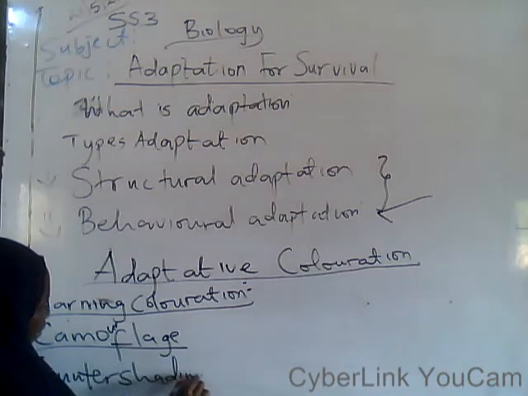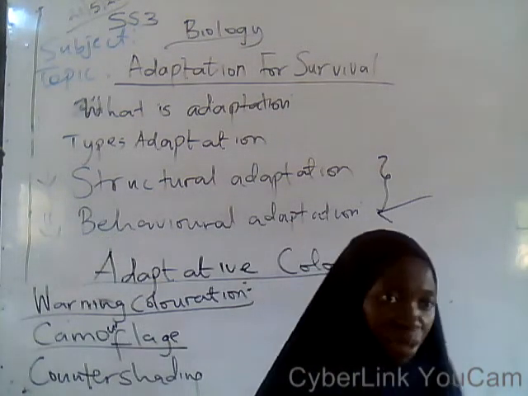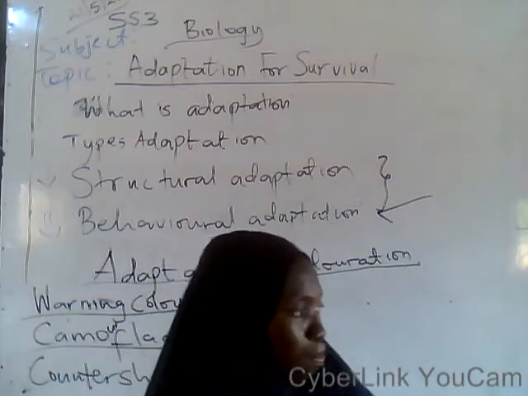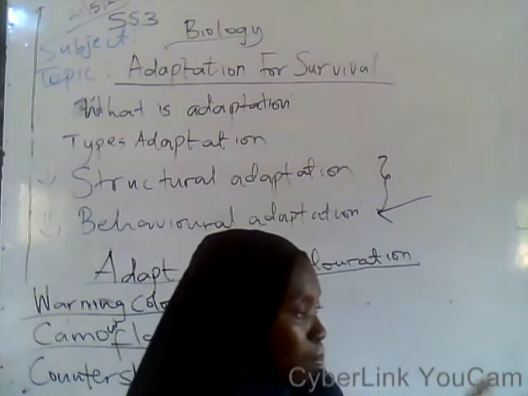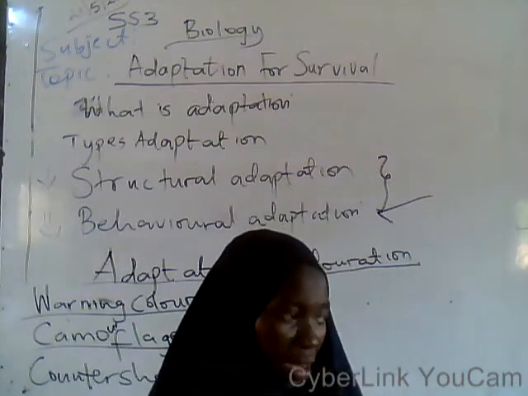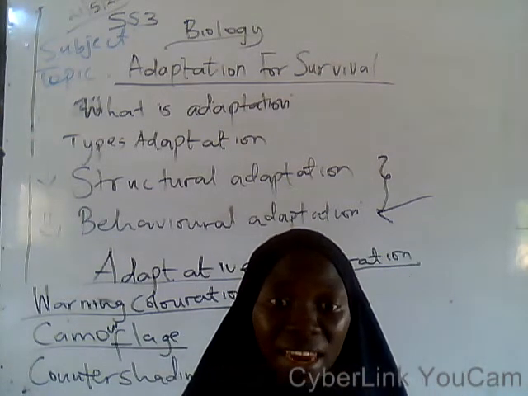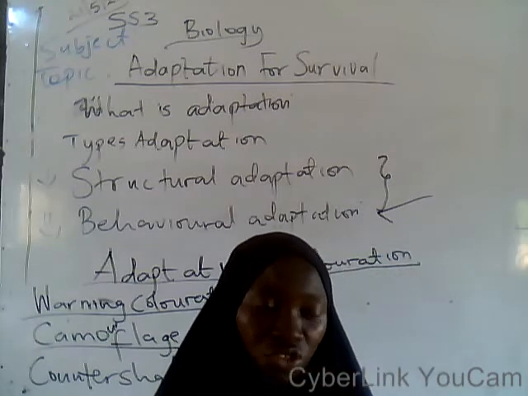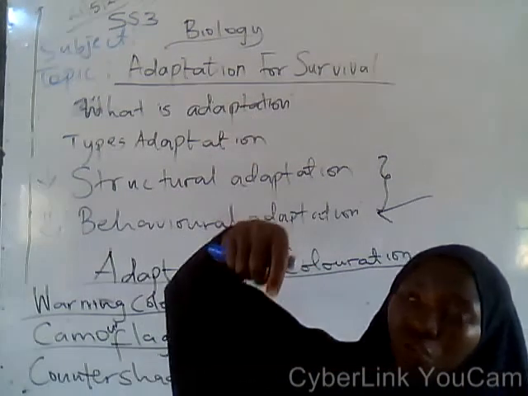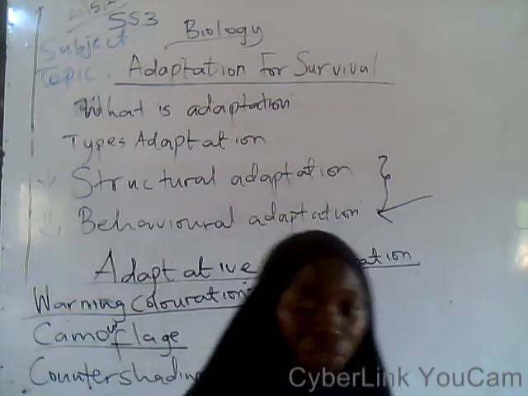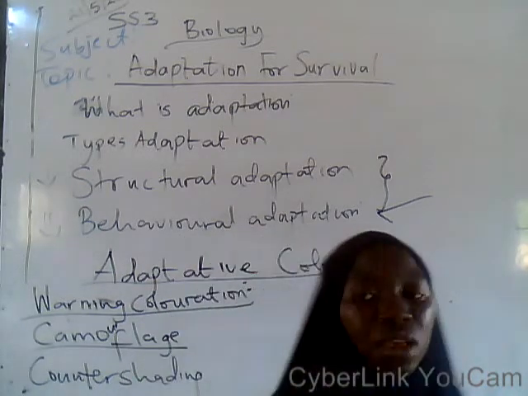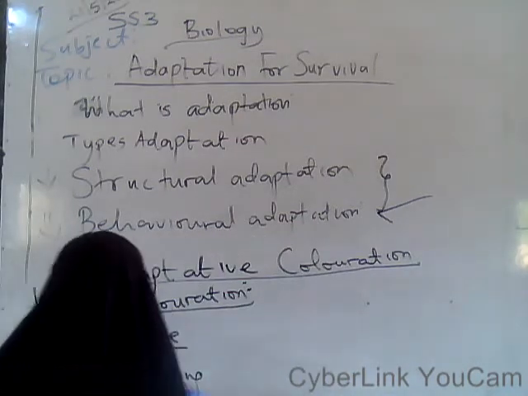Countershading is a situation in which an organism possesses two distinct colors on various sides of the body. Let's say the ventral side has a particular color and the dorsal side has a particular color. A very good example is found in fishes, whereby more often than not, their ventral side is usually lightly colored and their dorsal side is usually dark colored. This adaptation is such that when they are viewed from above, their predator will not easily see them. When they are viewed from below, since below is bright, they will also not be easily noticed. This is also an example of adaptive coloration known as countershading.